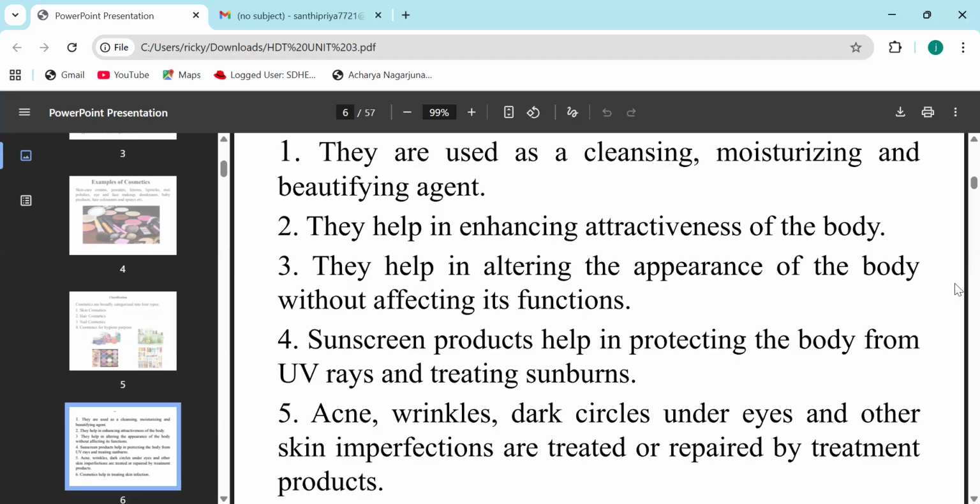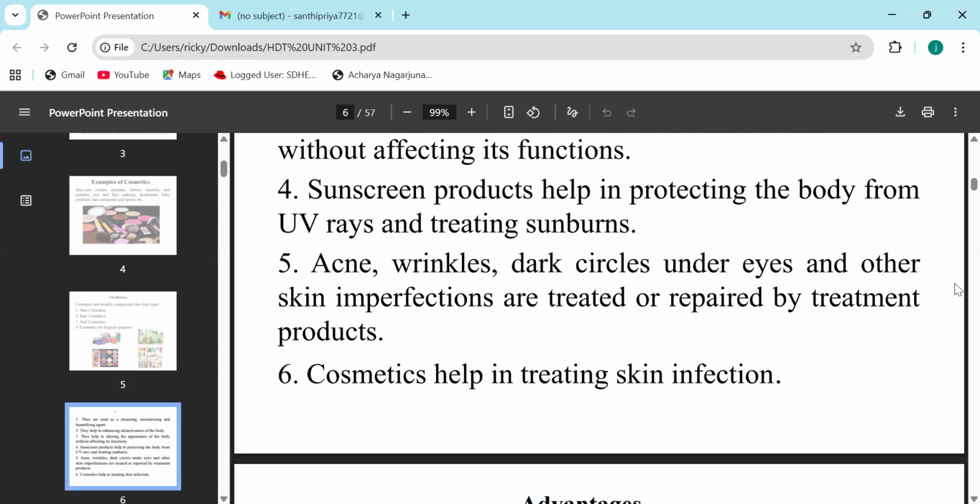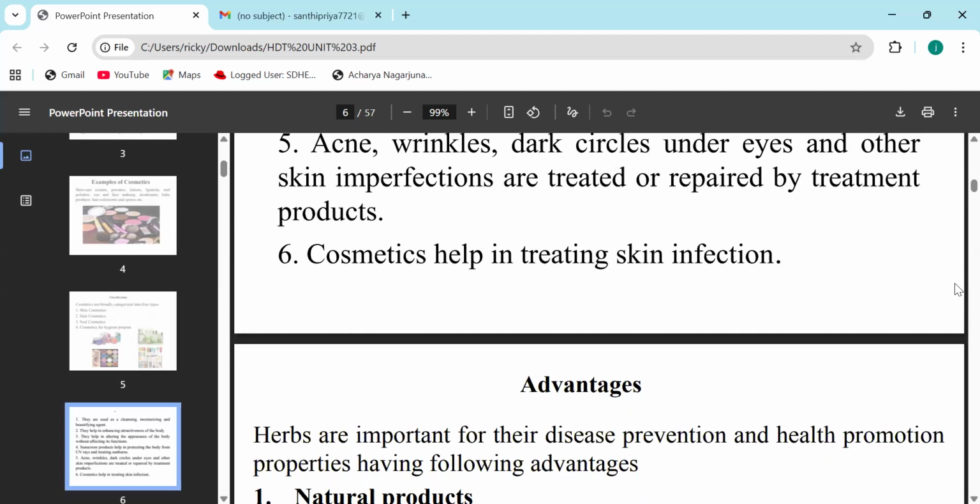And next, for acne, wrinkles, and dark circles under the eyes, many creams, lotions, and serums are available in our markets. So these are the herbal cosmetics that treat or repair through treatment products. And cosmetics help in treating skin infections.